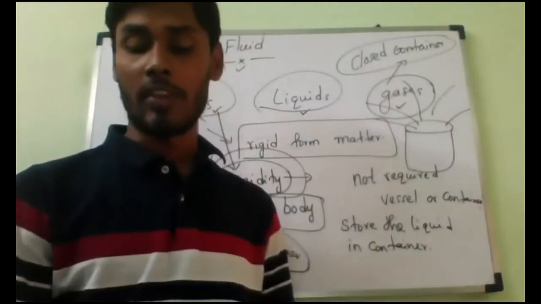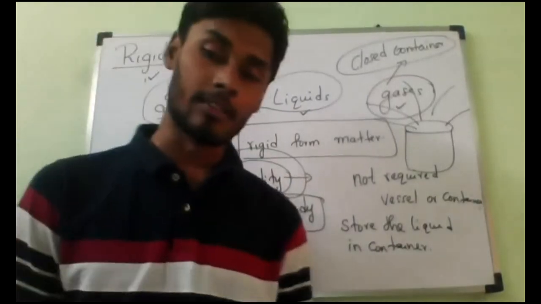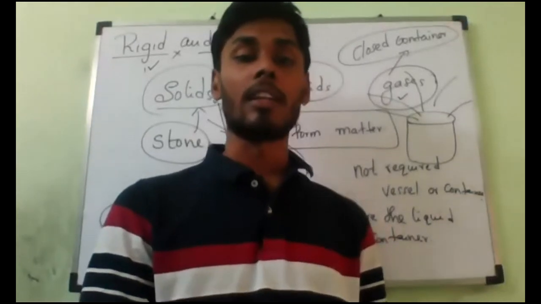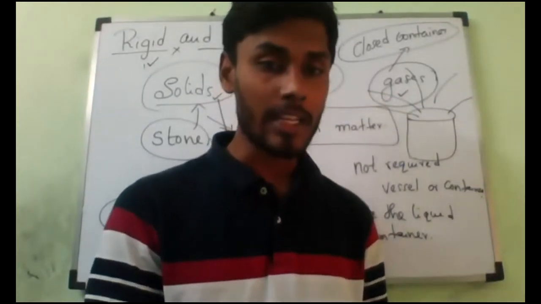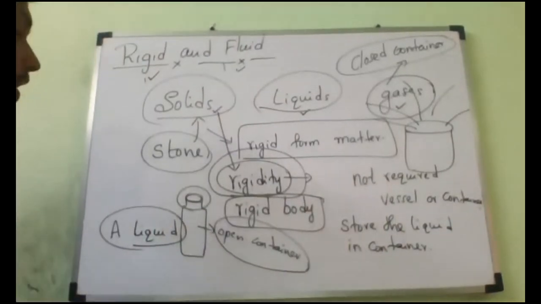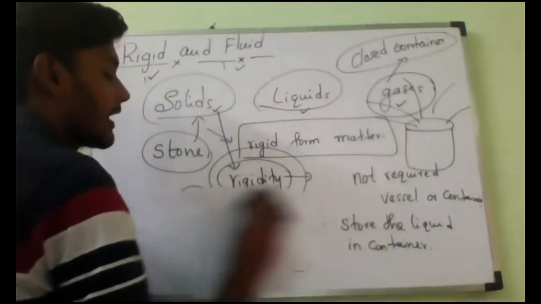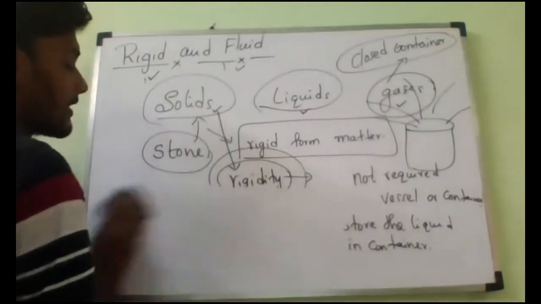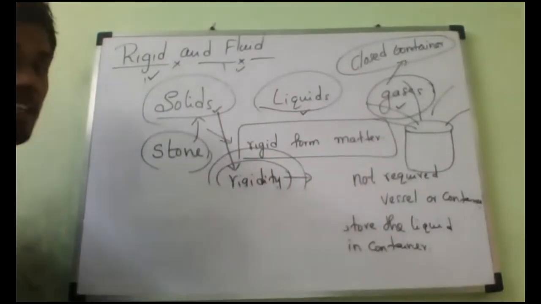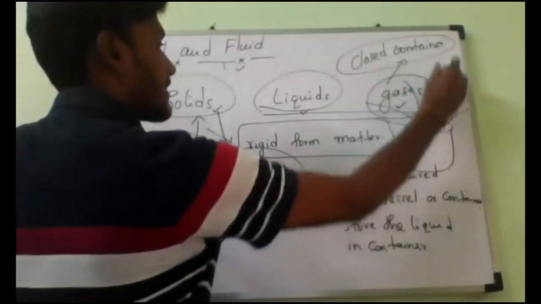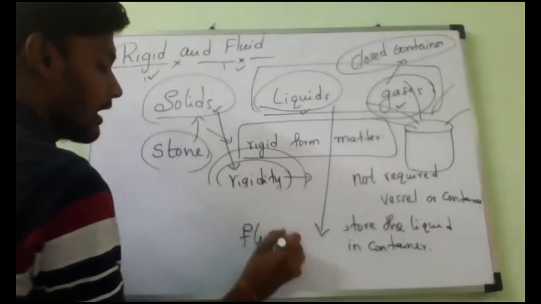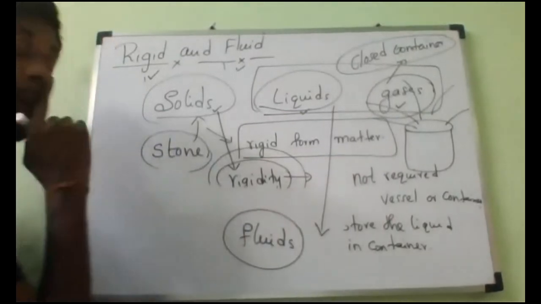That is why gases should always be stored in closed containers, and liquids can be stored even in open containers. But solids, is any container required? No. So the solids which are rigid in nature, the property is called rigidity. In the same way, liquids and gases both have a name. What is that? Fluids. What should we call them? Fluids.